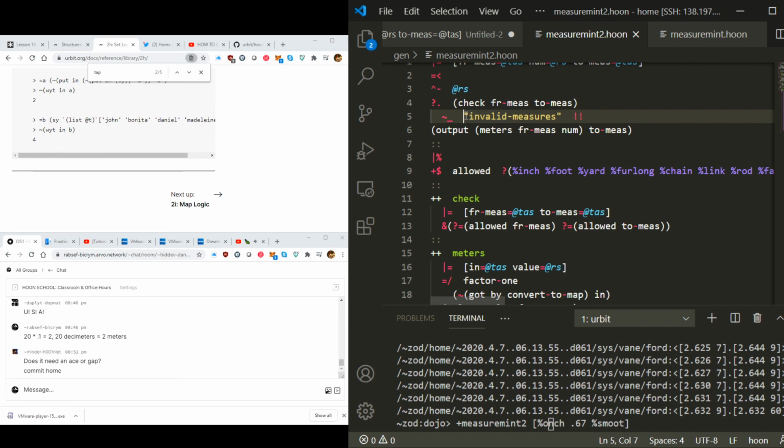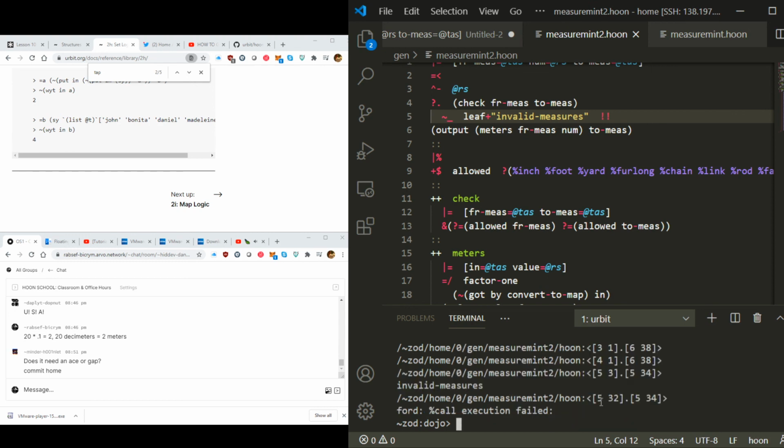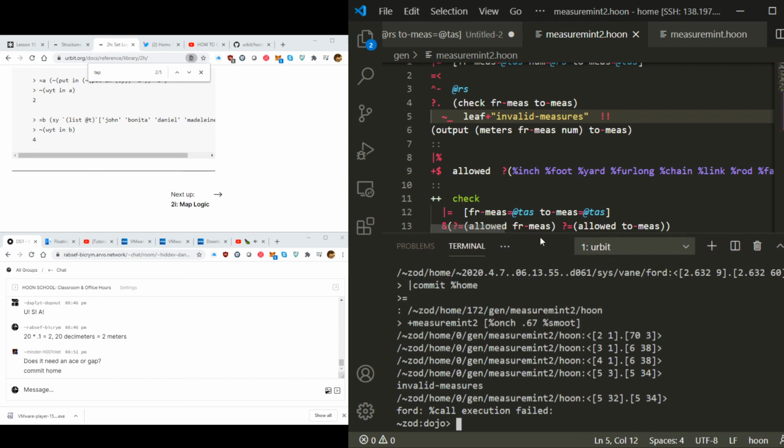So I think you do need a leaf. Leaf plus. Let's get an aunch in here. There we go. Beautiful. Okay, does it need an ace or a gap? No, I'm doing something wrong. What I was trying to do, long story short, is rather than writing this out, I was trying to read all the keys from the map and produce them here as ace separated, and I was failing to do that.